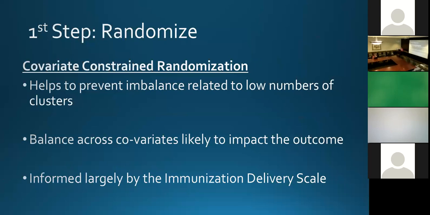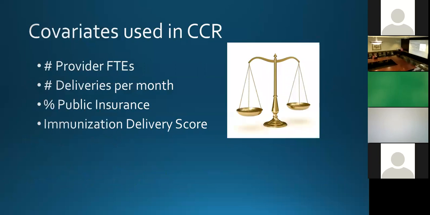So we actually used a lot of our qualitative data in the covariate constrained randomization process. These are the variables that we used in the covariate constrained randomization algorithm. The number of providers that were providing care in the clinics, which we got from the qualitative, the number of deliveries per month, which was also obtained from qualitative data, the percent of public insurance, which I think we got from a more quantitative source like the electronic medical record, and then the immunization delivery score, which was, as I described, that very quantitative version of things that were completely informed by our qualitative data.